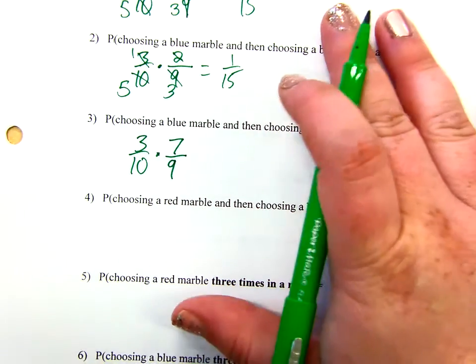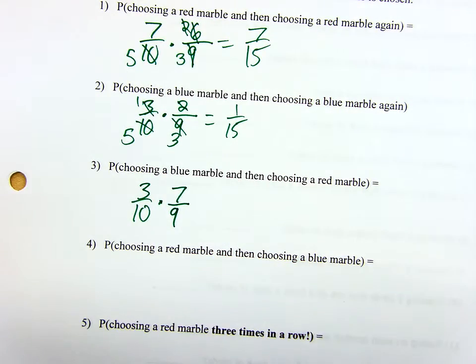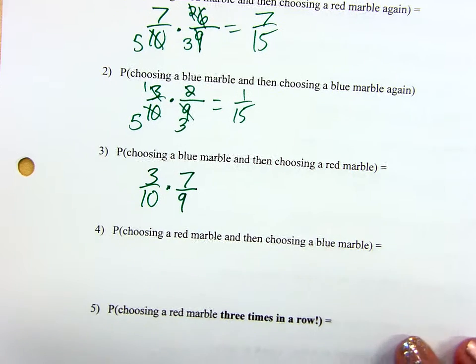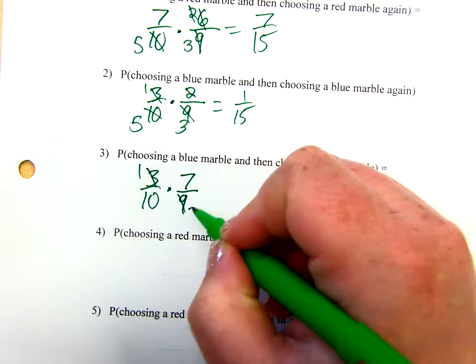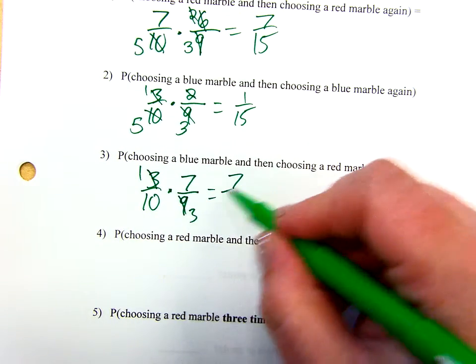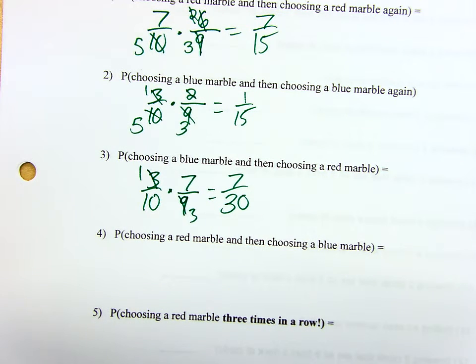So it depends. Like in the last 2 that we did, you were trying to pick the same color marble again. So I had to take one away from the numerator and the denominator. But here, that's different. Okay, so I'm going to reduce. So I get 7 out of 30. Okay, you guys try number 4 without me telling you what to do.